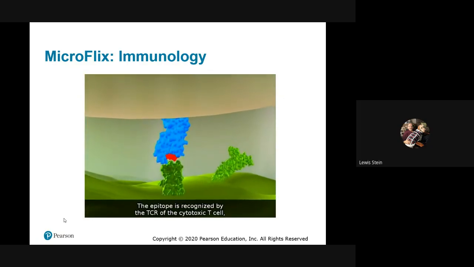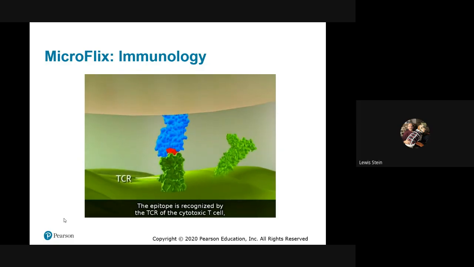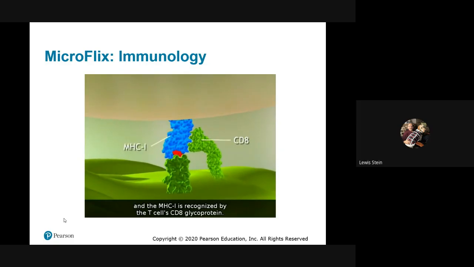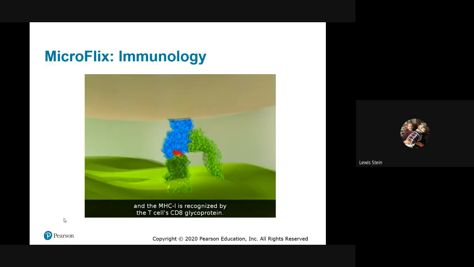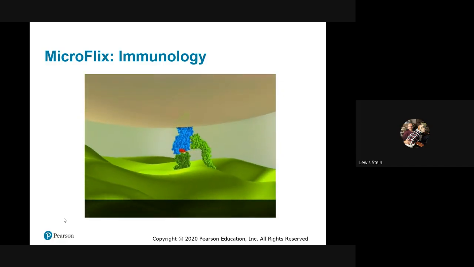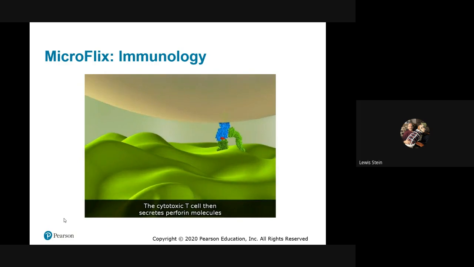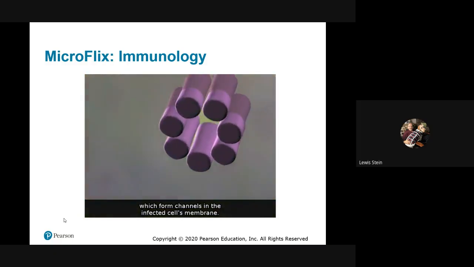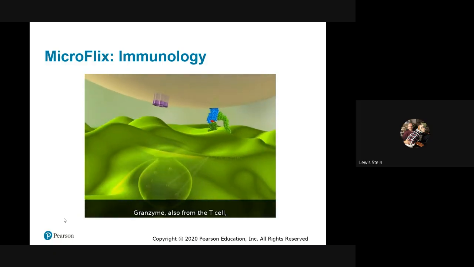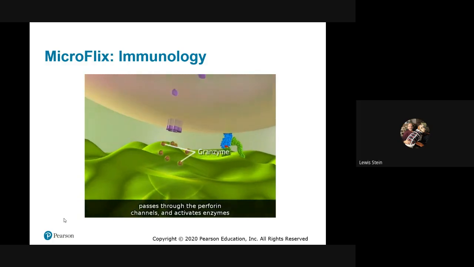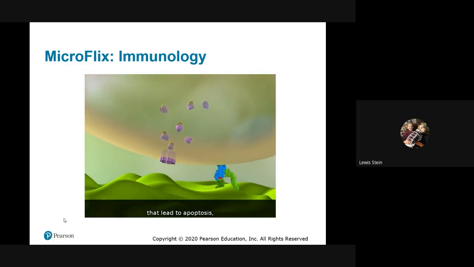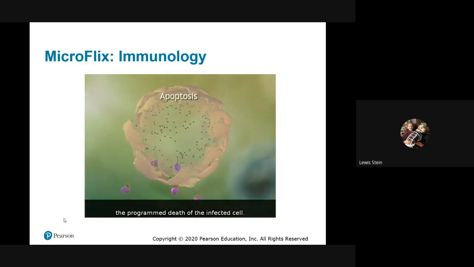The epitope is recognized by the TCR of the cytotoxic T cell, and the MHC1 is recognized by the T cell's CD8 glycoprotein. That's co-stimulation, basically. Two factors. The cytotoxic T cell then secretes perforin molecules, which form channels in the infected cell's membrane. They poke holes in the membrane with these proteins. Granzyme, also from the T cell, passes through the perforin channels and activates enzymes that lead to apoptosis, the programmed death of the infected cell.